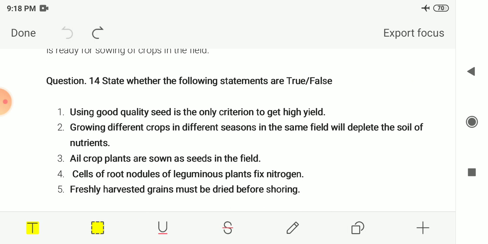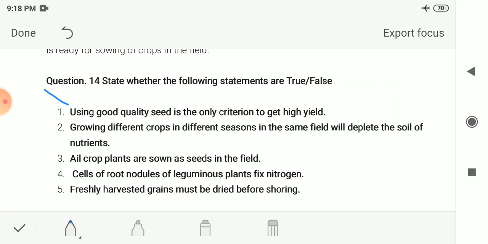Next is, state whether the following statements are true or false. In that, first one is: using good quality seeds is the only criterion to get high yield. To get the high yield, you have to only use the good quality seeds. This is the only criterion. So this statement is false. Apart from good quality seeds, using appropriate agricultural practices, the steps that we had seen, are also important for getting higher yield or high crop production. So this statement is false.